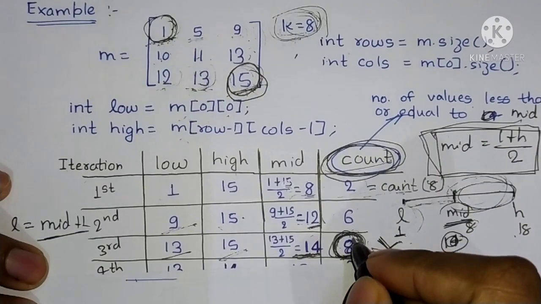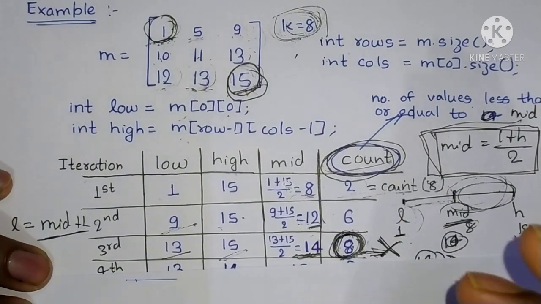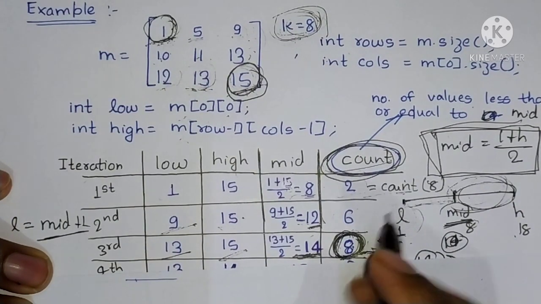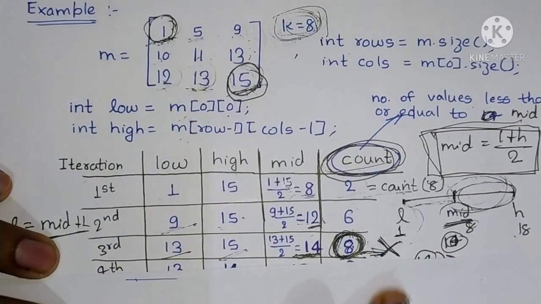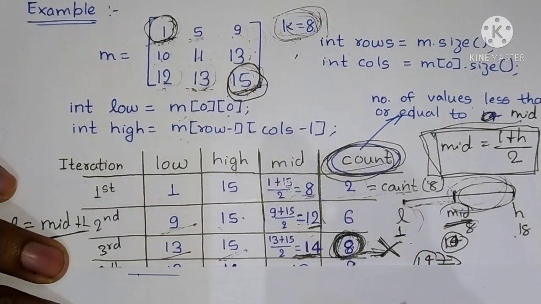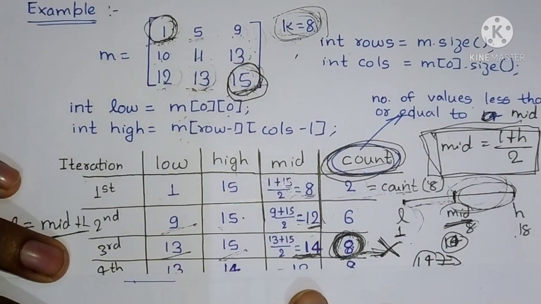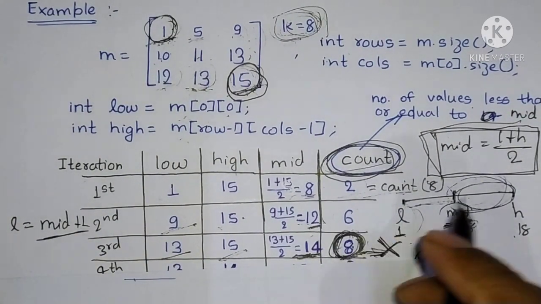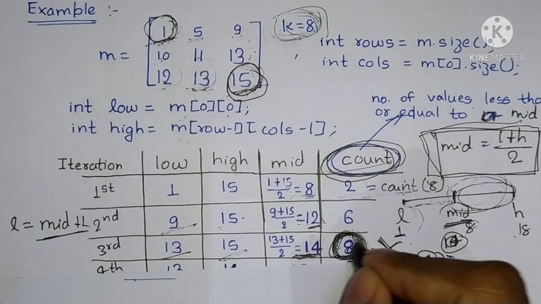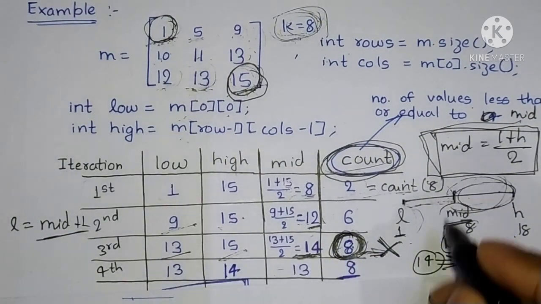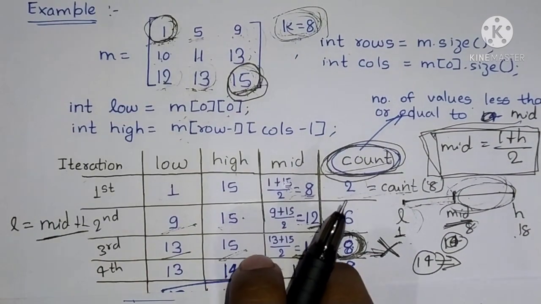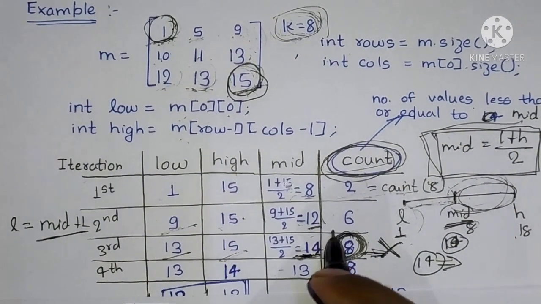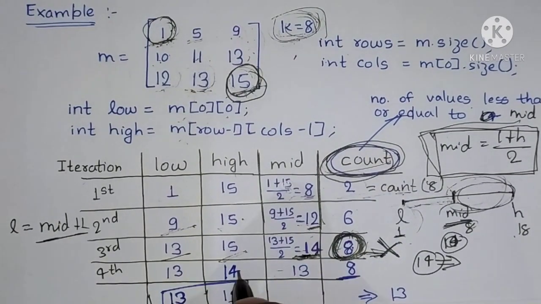So we will try the values less than 14 and check if the count comes to be less than 8 or not. If the count comes to be less than 8, then 14 will be our answer, otherwise the lowest number will be our answer. So we again do the iteration, but this time we will change the value of high. We will not change the value of low, but we will change the value of high to be equal to mid, so that we don't lose our 14. We don't do high equals mid minus 1 here.